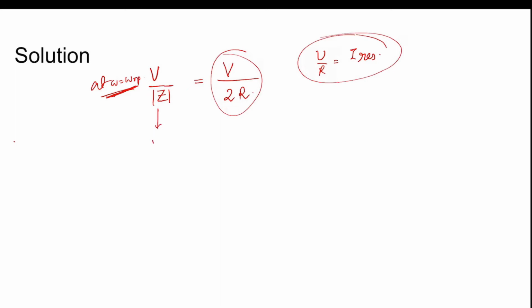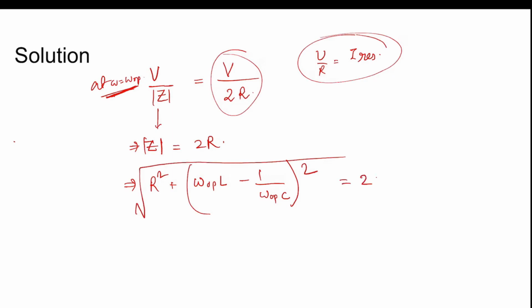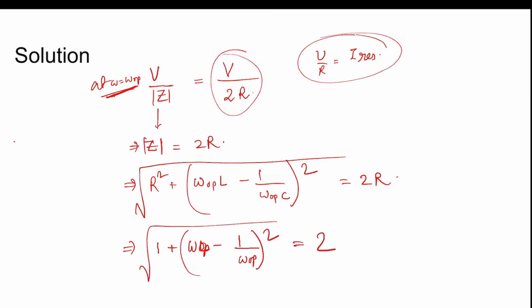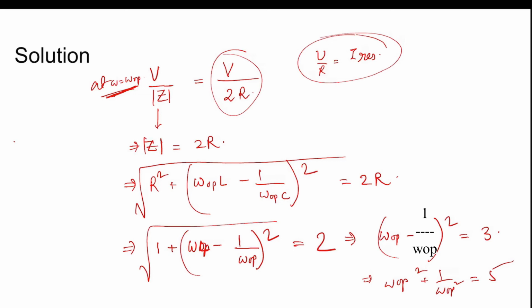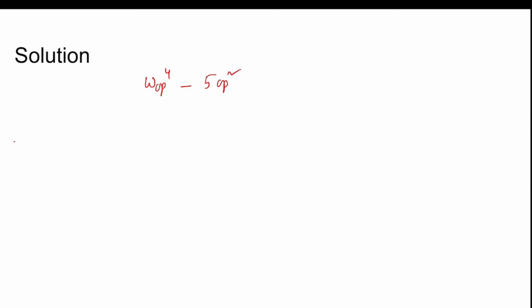So this simplifies to mod Z equal to 2R, where mod Z is root over R square plus omega operating into L minus 1 by omega operating into C whole square, equal to 2R. R equal to 1, L equal to 1, C equal to 1, so root over 1 plus omega operating minus 1 by omega operating whole square equals 2. Squaring both sides, we get omega operating minus 1 by omega operating whole square equal to 3, or omega operating square plus 1 by omega operating square equal to 5. This comes down to omega operating to the power 4 minus 5 omega operating square plus 1 equal to 0.